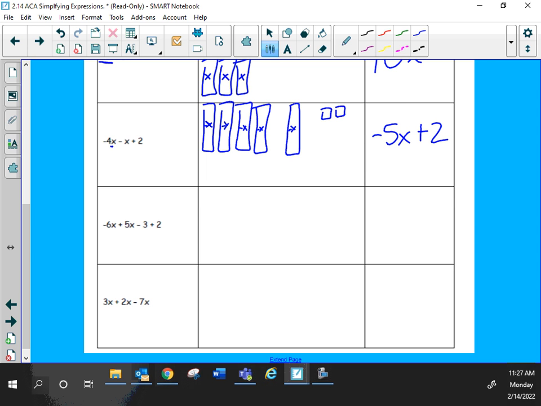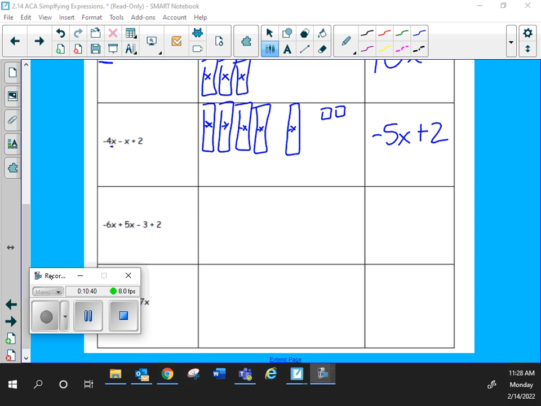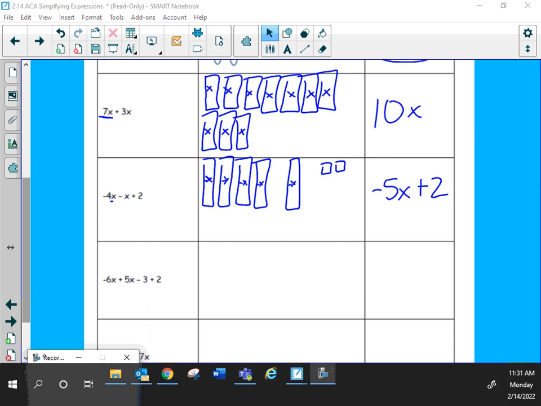Okay? Now, I want y'all to try out the next 2, model and then simplify. Okay, I'll give y'all a few minutes. Try it out. Take a risk. Do it. Pause and play when you're ready. All right, here we go.